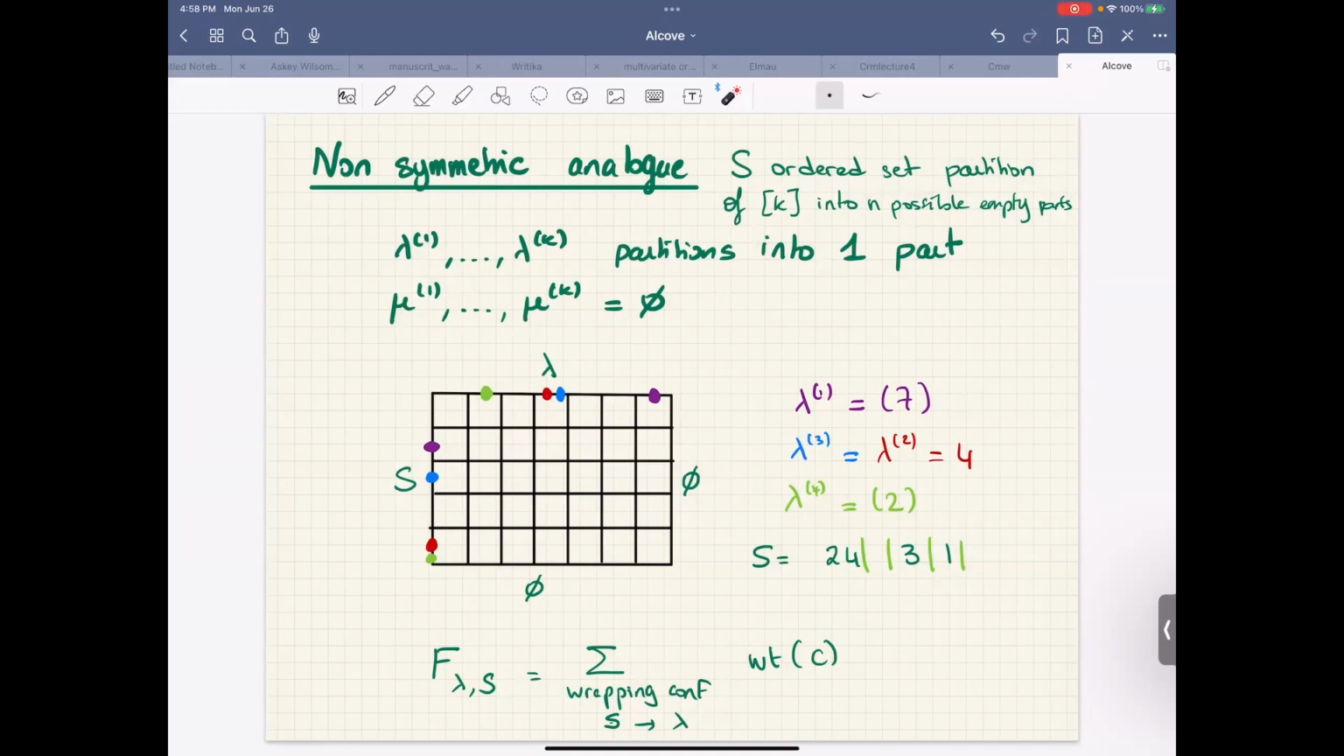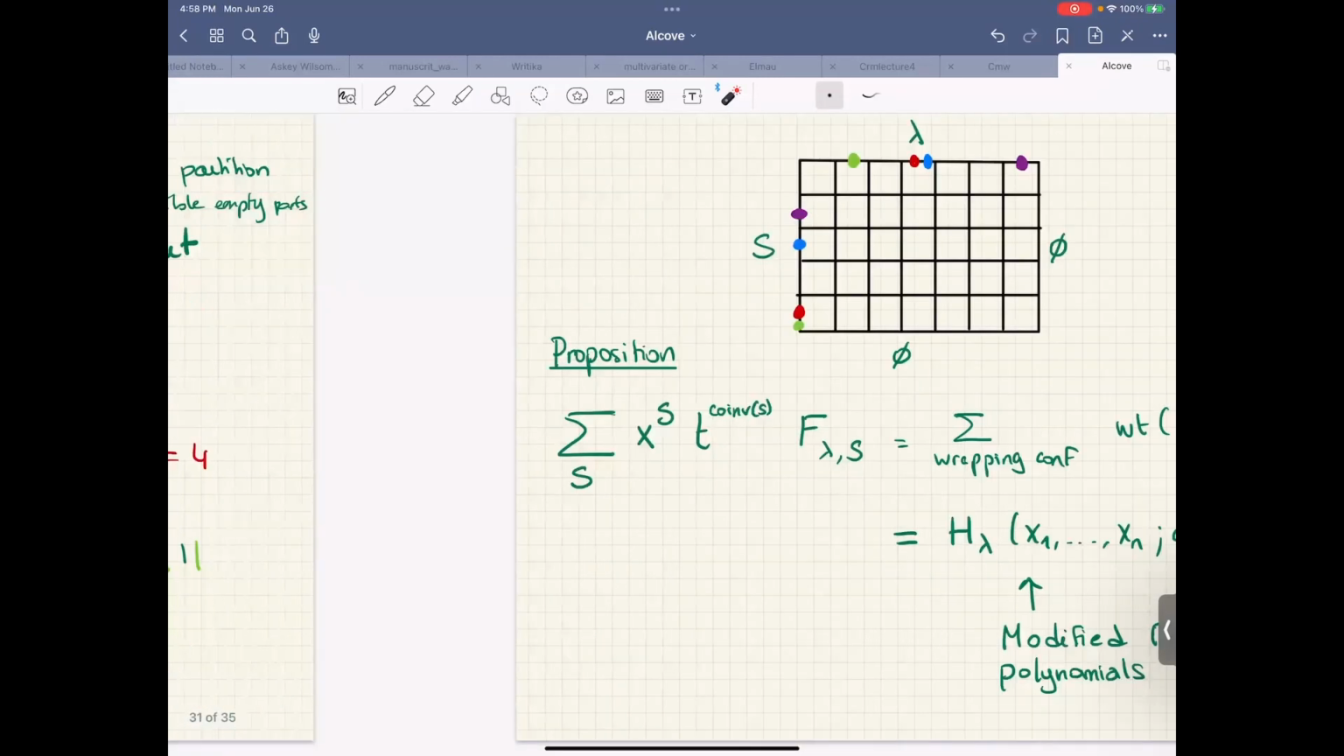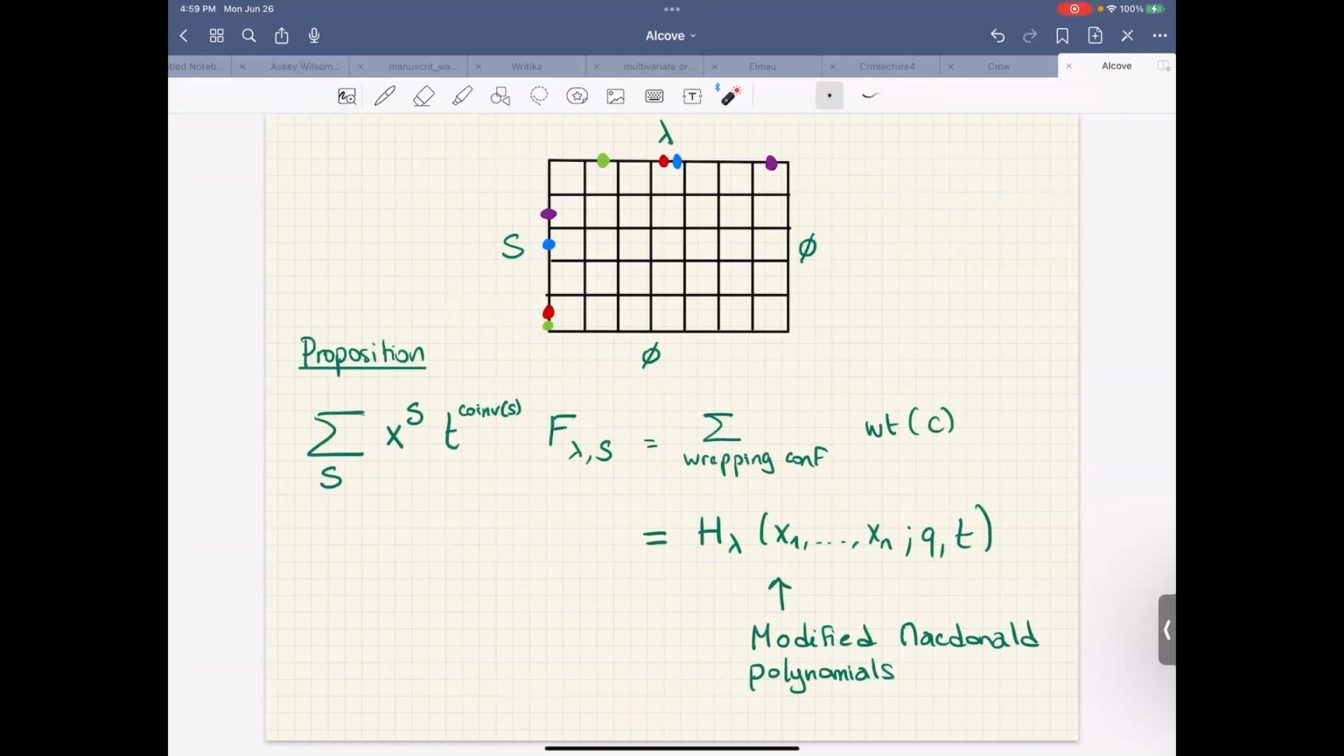Okay, and one application you can do with that, and again, this is just using the Yang-Baxter equation, is that you can see, first of all, that if you sum on all the possible S, you get back to the modified Macdonald polynomial by adding here a small monomial that depends just on S. So that could be a non-symmetric analog of the modified Macdonald polynomial.